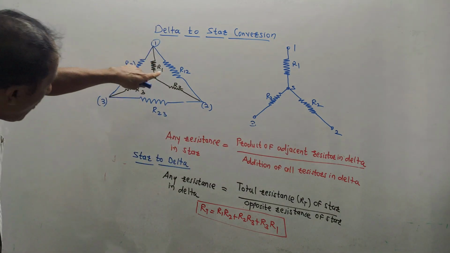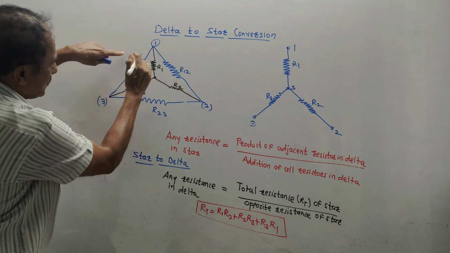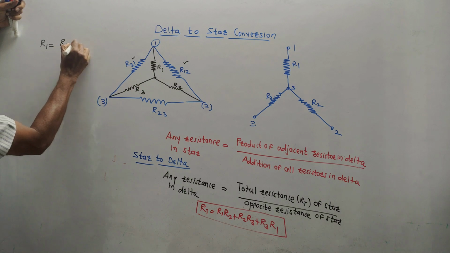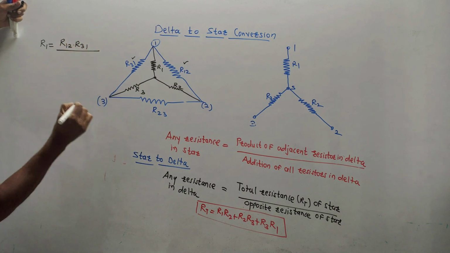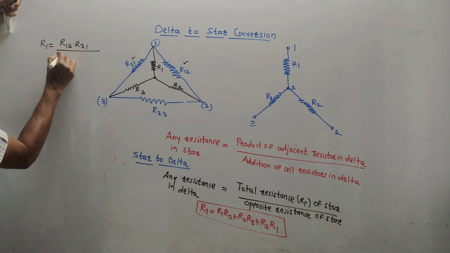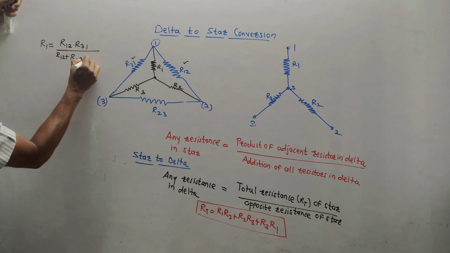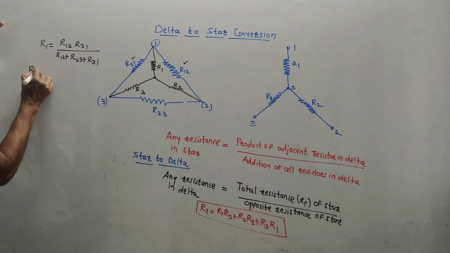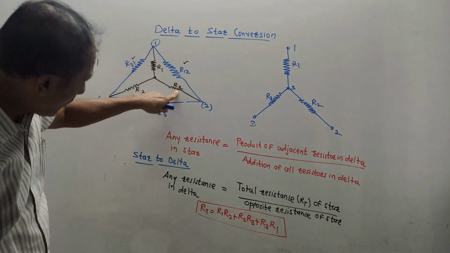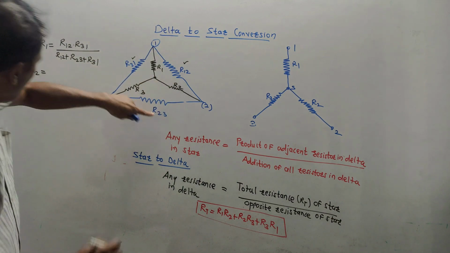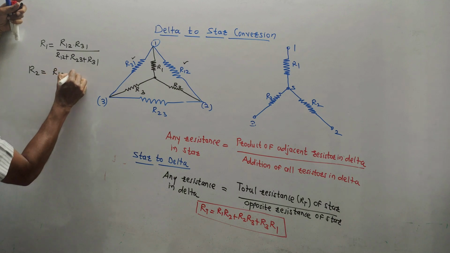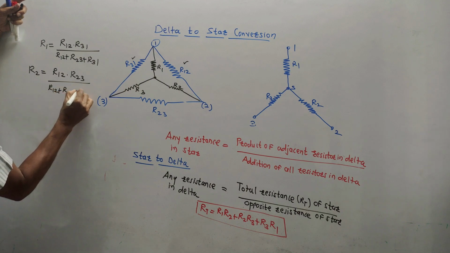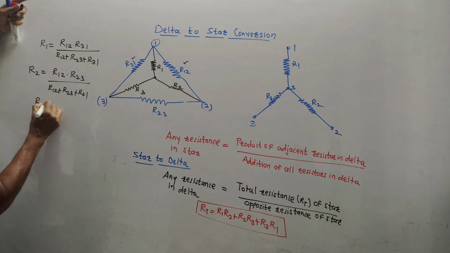R1 is equal to, I'm talking about this formula. Look at this diagram. For R1, adjacent resistances are these two, I mean R31 and R12. So the equation will be R12 into R31 divided by addition of all, that means R12 plus R23 plus R31. So this is the value of R1. Same way, if you want to calculate R2, for R2 adjacents are these two, R12 and R23. So I will write it like this, R12 into R23 divided by the same thing, R12 plus R23 plus R31.